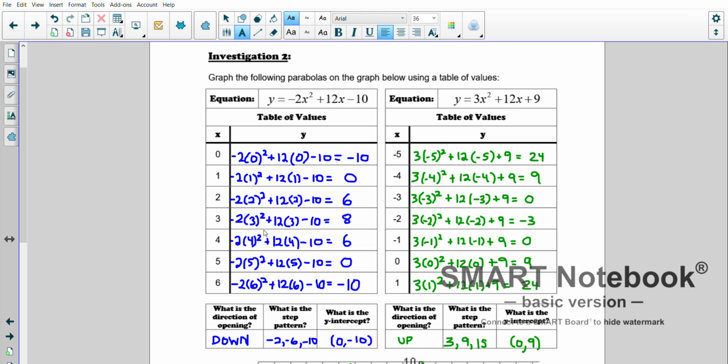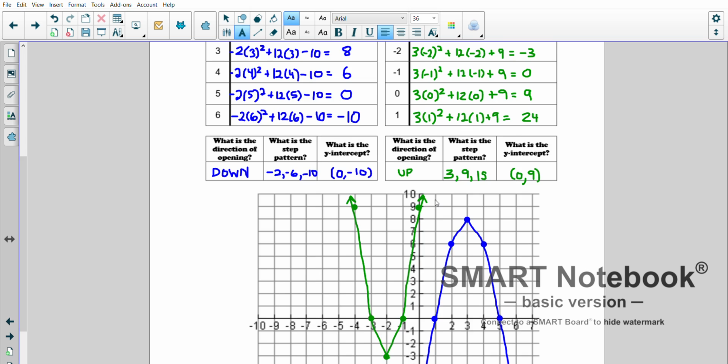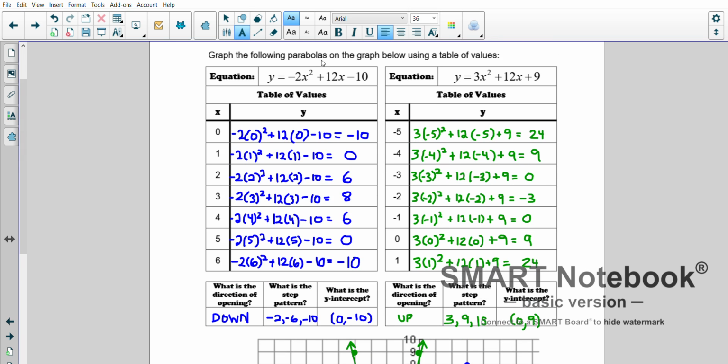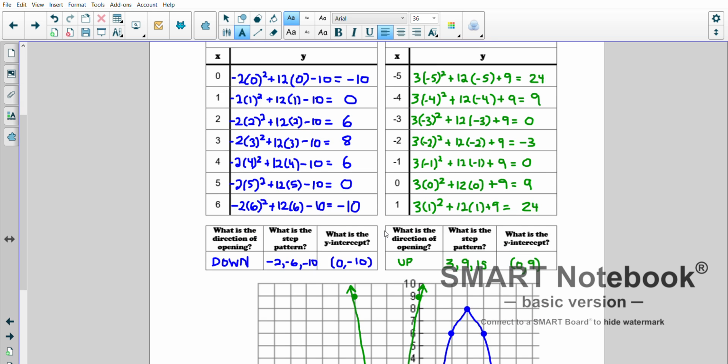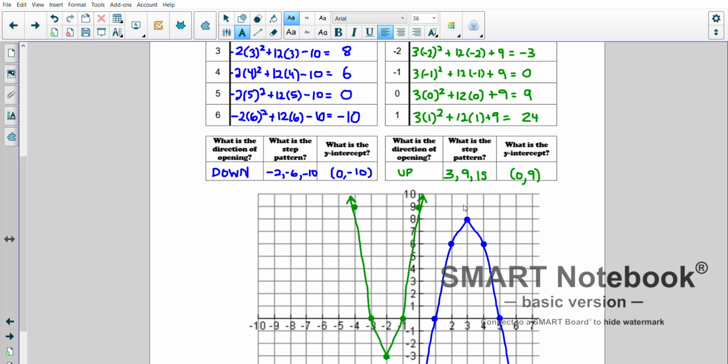So you can do this algebra on your own and then just double check with these notes. And I've gone ahead and made the graphs down here. Now you notice this one's -2x squared plus 12x minus 10. And when I did the graph in blue, you see that it actually opens down.